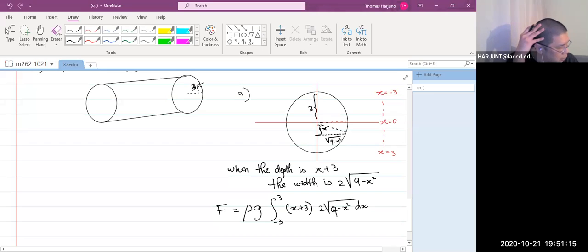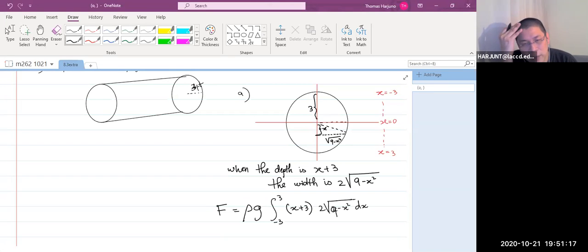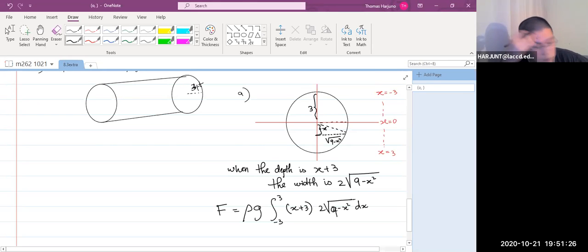They tell us the rho, but I will just leave it like that until the very end. I don't want a headache with that ugly number. Just leave it as rho, just in case all of a sudden Thomas changed his mind. You know what? I don't like milk. I want vodka. Okay, fine. Then change that rho.